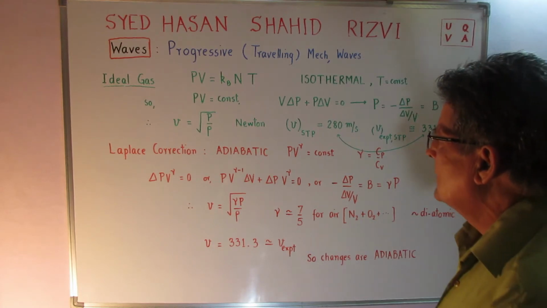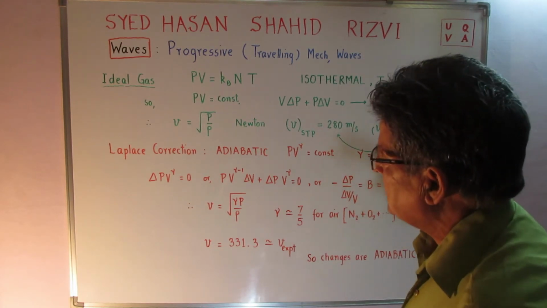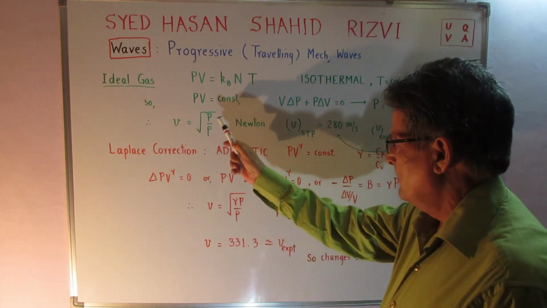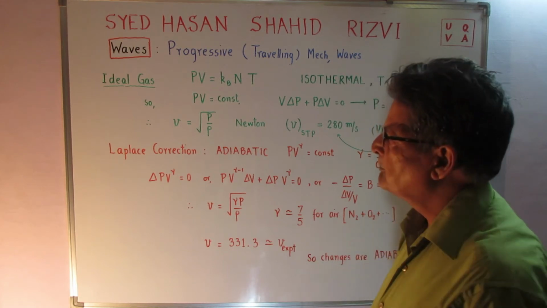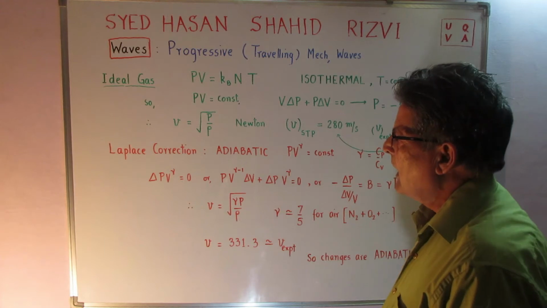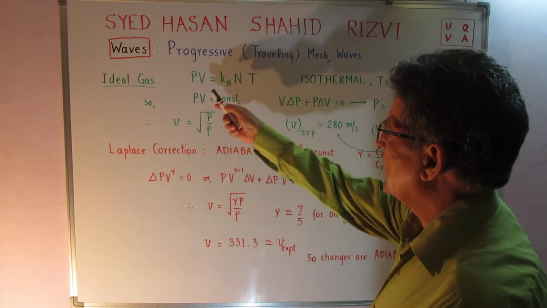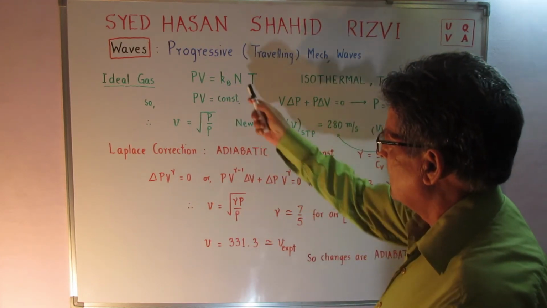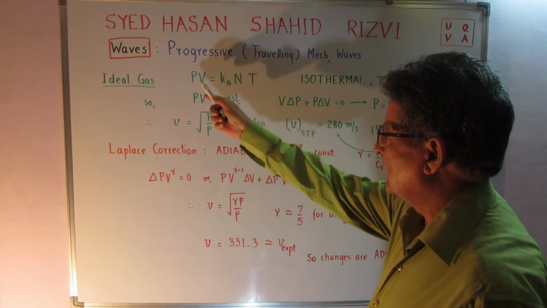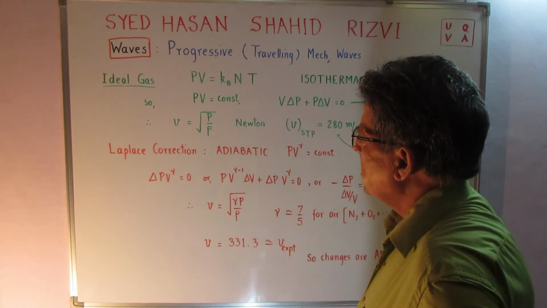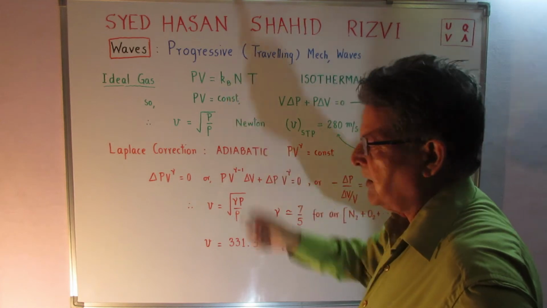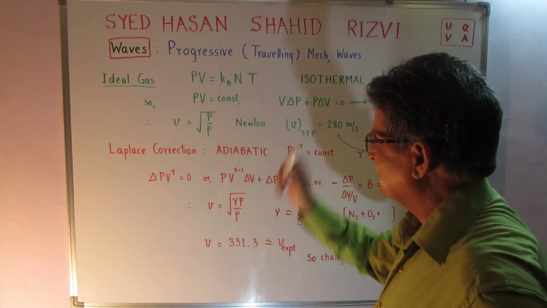Okay, then we had the velocity as equal to under root B upon rho. For that, if I recall the ideal gas equation, where n is the total number of molecules in a confine of volume V at a temperature T, the pressure is P, and Kb is the Boltzmann constant. I am not going to give the details.